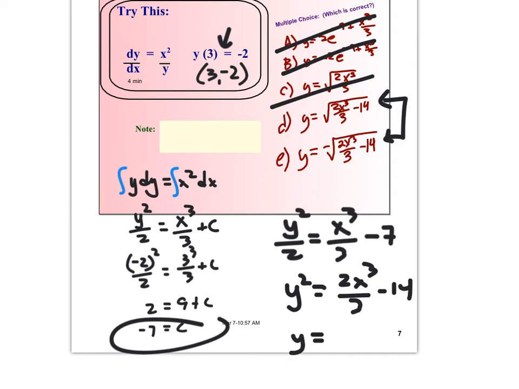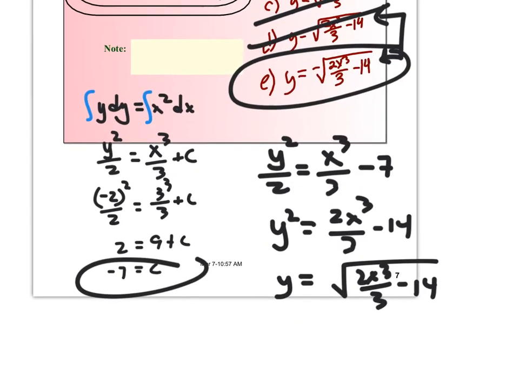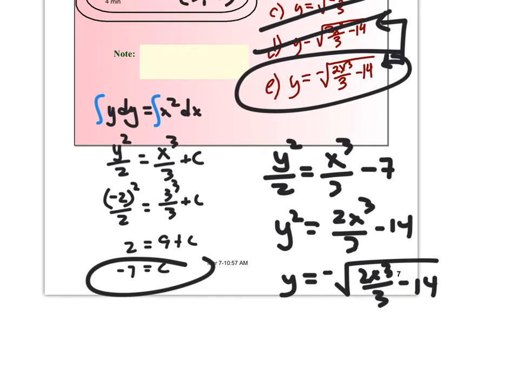Now, when you take the square root, you're going to get two values, plus and minus, right? There's something sneaky going on in this problem, and the sneaky thing is that our y value in this case comes out to be negative, right? So that means our y values have to come out to be negative. So d is out, and therefore, since we have that negative y value, e is our answer.